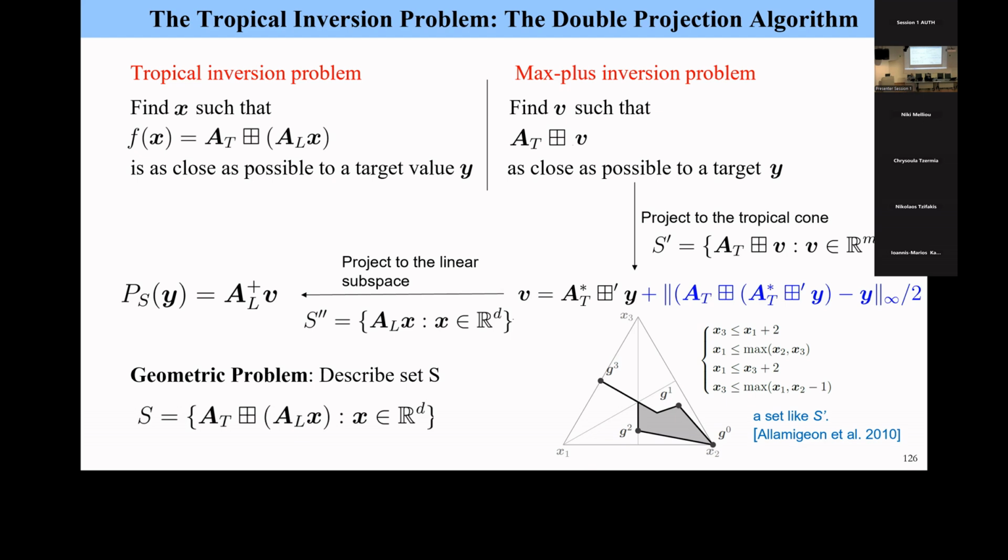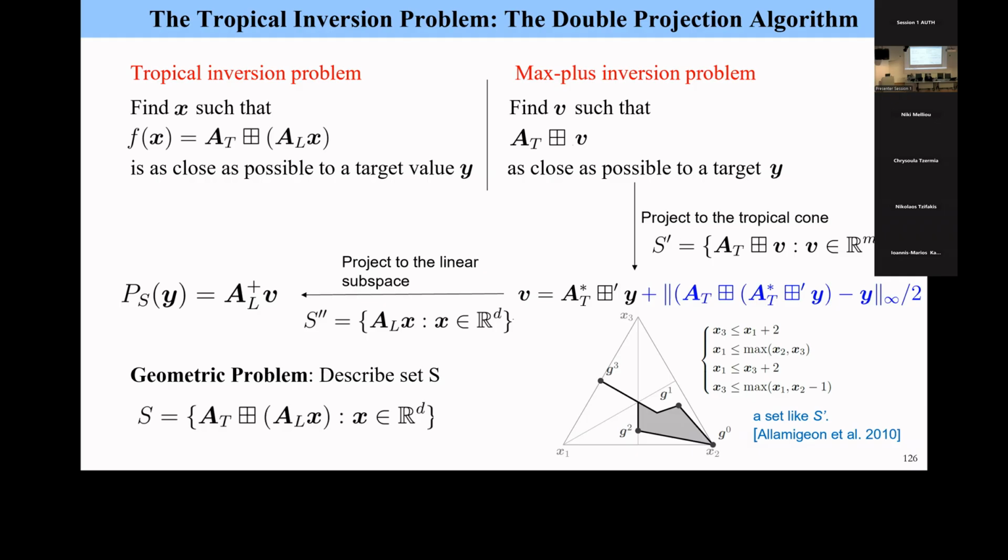We can try to solve this tropical inversion problem by first solving the max-plus inversion problem. Meaning, we can first try to find the vector v such that the matrix A_T max-plus v is as close as possible to a target y. But we know how to do that. This is actually the solution to the system of max-plus equations that I have mentioned already twice so far. And this optimum solution is this expression in blue.